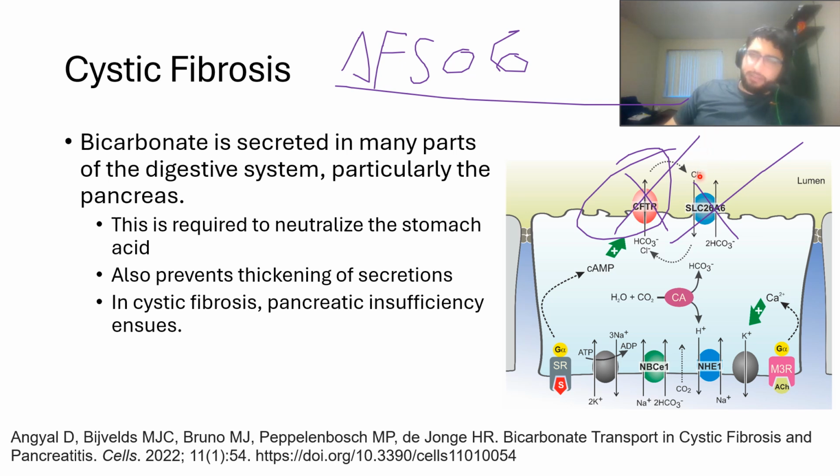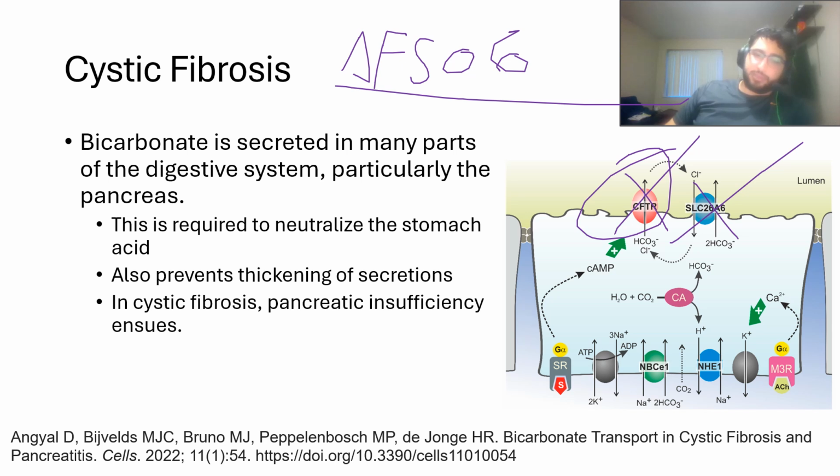And then when you don't have bicarb, you get thickened secretions, and you have trouble clearing them from the lung, and that's why you get a lot of the lung stuff. But you also get pancreatic insufficiency because your pancreatic enzymes can't really smoothly drain into the ampulla of Vater. So they get pancreatic insufficiency.